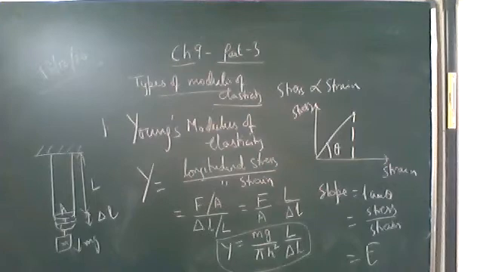So Y is longitudinal stress upon longitudinal strain. Longitudinal stress is force per unit area, and the longitudinal strain is the increase in length upon original length. So you get this expression: mg upon pi r square into L upon delta L.